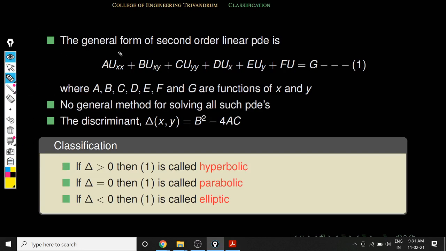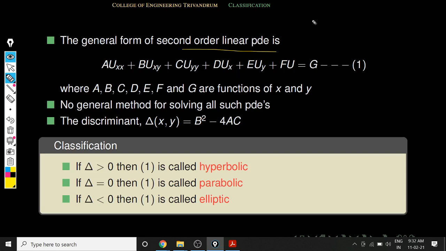So this is the general form of a second order linear PDE. We are trying to solve PDEs of this form. In general, there is no method for solving all the partial differential equations. There is no general method for solving all partial differential equations. Even this is a special type of partial differential equation. This is not a general partial differential equation. This is a special type of second order partial differential equation.